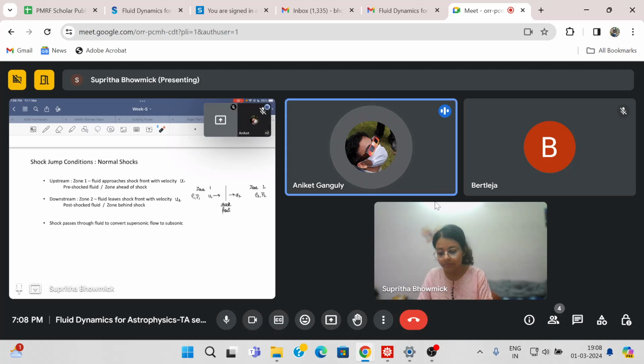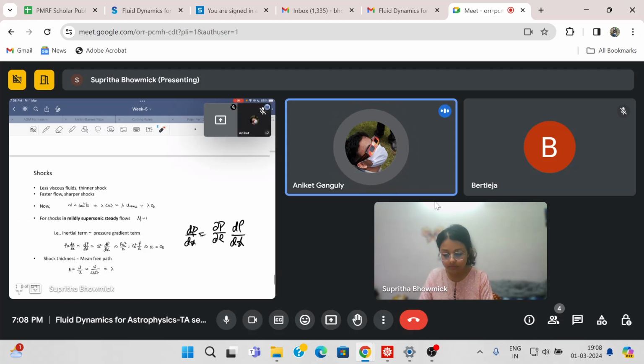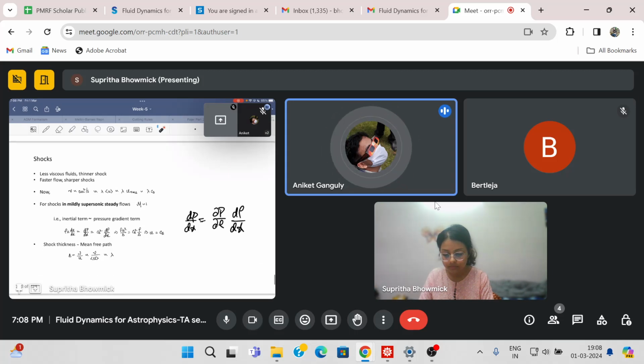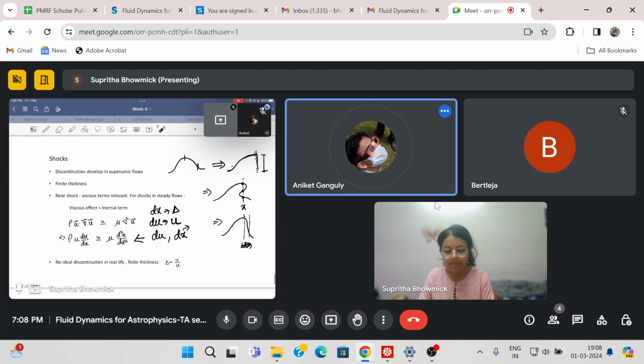Excuse me. Actually, my question is, why are we being so imprecise while deriving this shock thickness? Like, we are always taking approximations here. That's the best we can do.